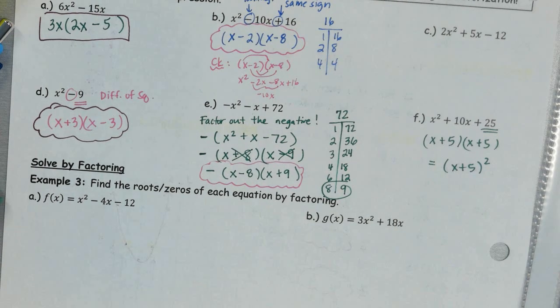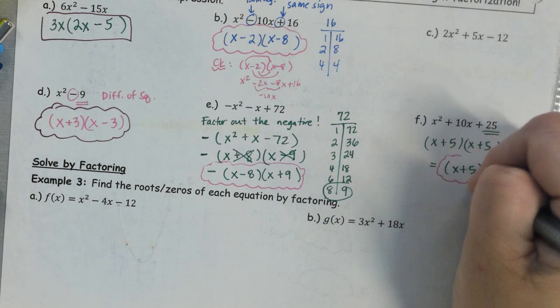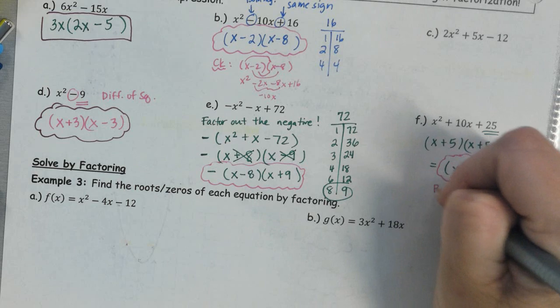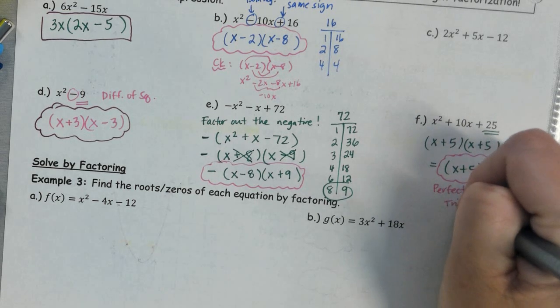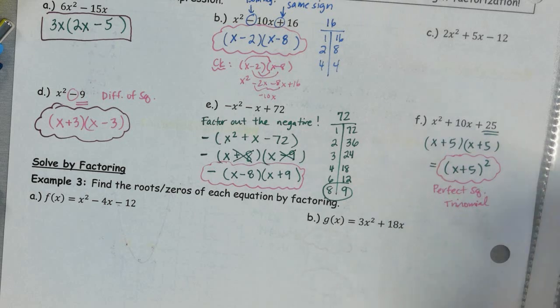So if it's the same factor twice, you write it as that quantity squared, and that is your perfect square trinomial pattern.